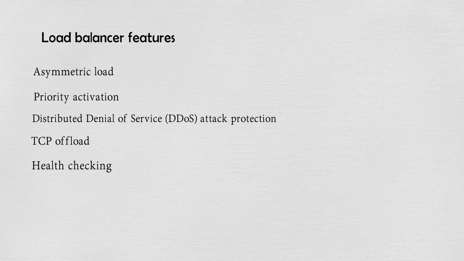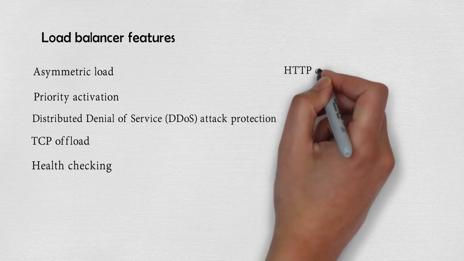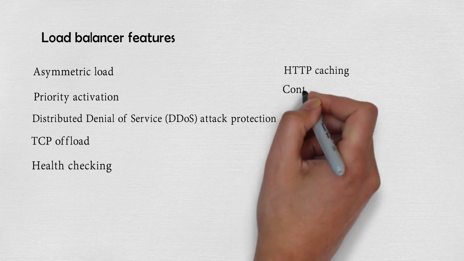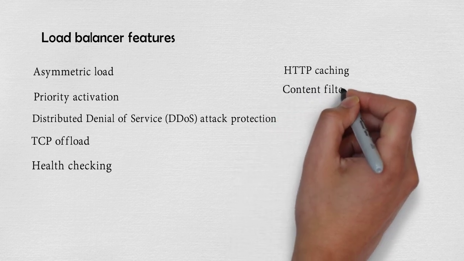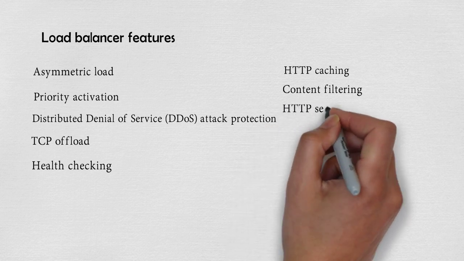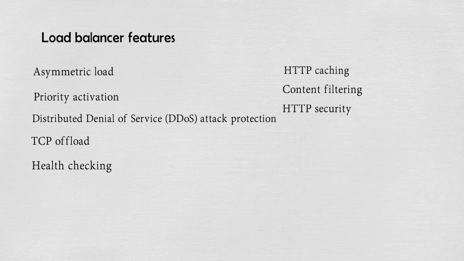Next feature is health checking. The balancer removes failed servers from the pool. Next feature is HTTP caching. The balancer stores static content so that some requests can be handled without contacting the server. Next feature is content filtering. Some balancers can modify traffic on the way through.